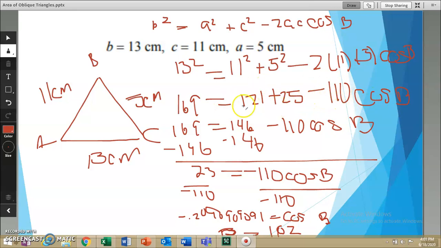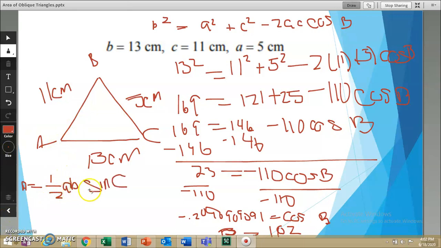I combined my like terms. 169 equals 146 minus 110 cosine B. Subtract the 146 from both sides. I got 23 equals negative 110 cosine B, divided by negative 110 on both sides. I got negative 0.20909091 equals cosine B, and I just do that for accuracy. I took the cosine inverse of negative 0.20909091, and I got B is equal to 102. So now I can apply the formula.